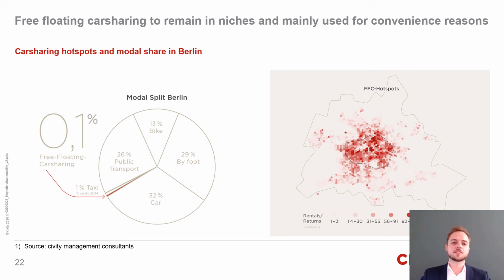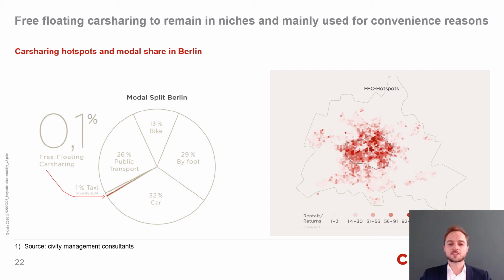What we did a couple of years ago, we wanted to test whether free-floating car sharing will disrupt our mobility system, and therefore we collected the data of free-floating rentals in 2013 and 2014. We collected around 18 million rentals, and based on this, we came up with some analysis.